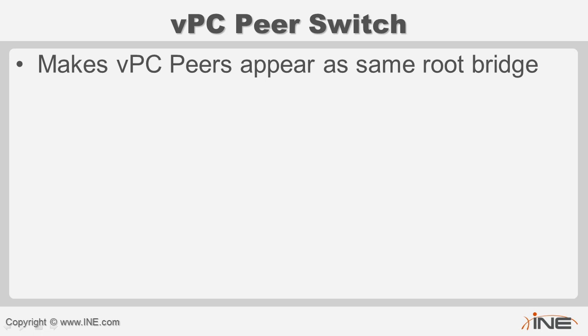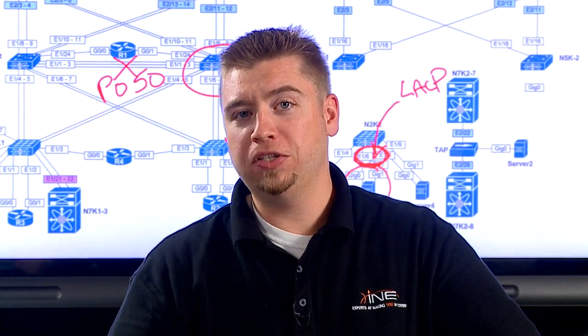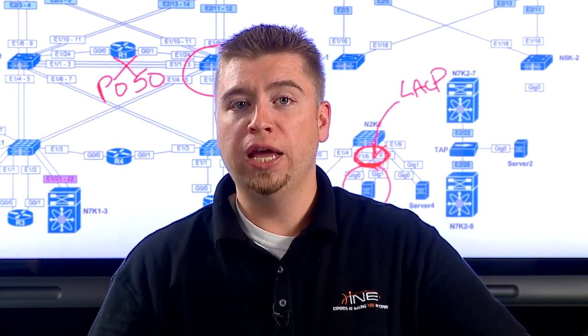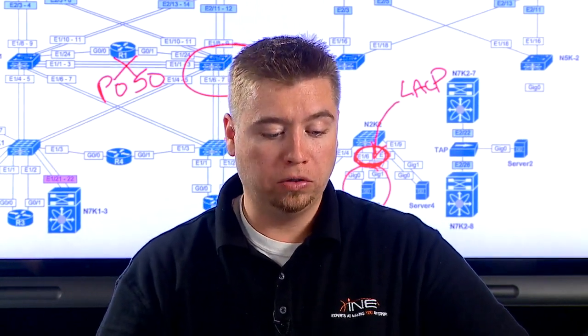Now, with the peer switch feature, it makes the VPC peers appear as if they're both the root bridge at the same time. So you would configure them both with the same priority. They're going to be sharing the same MAC address for the spanning tree bridge identifier, and they're both going to be sending essentially identical BPDUs downstream towards the member ports.